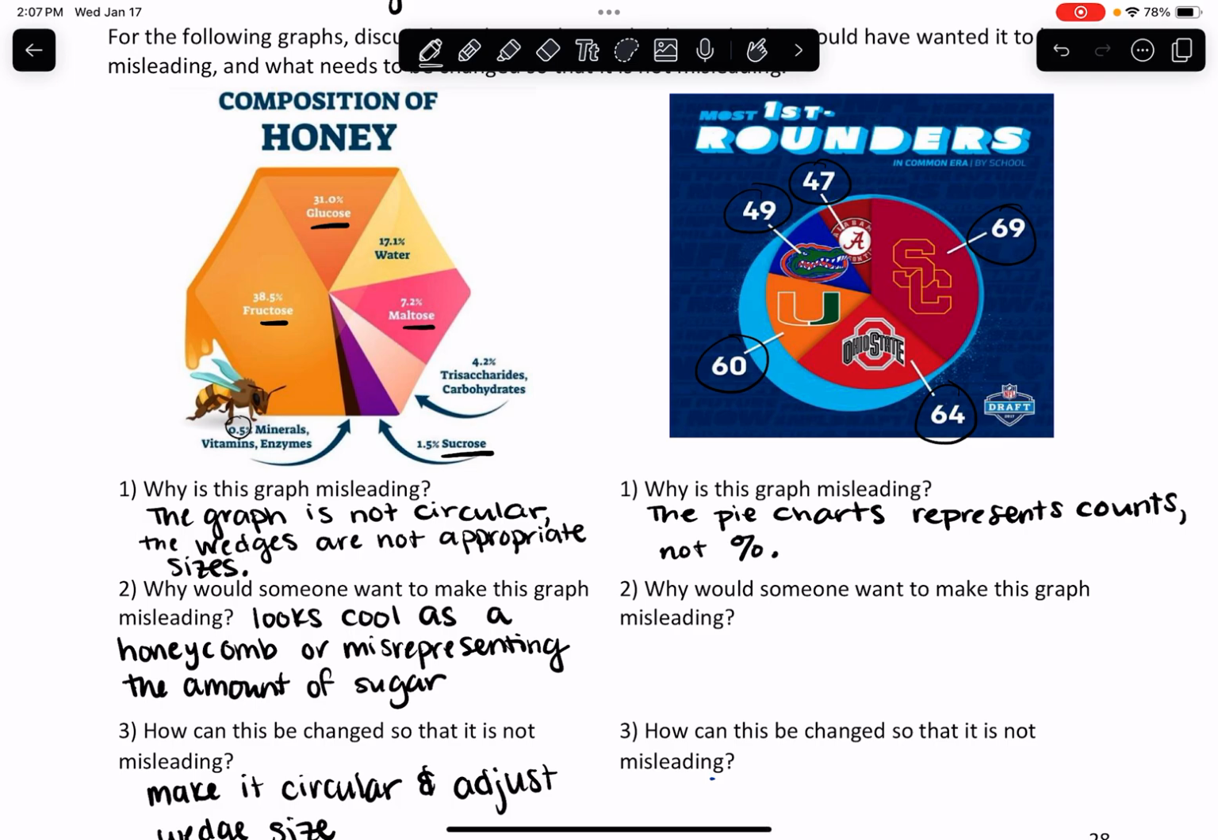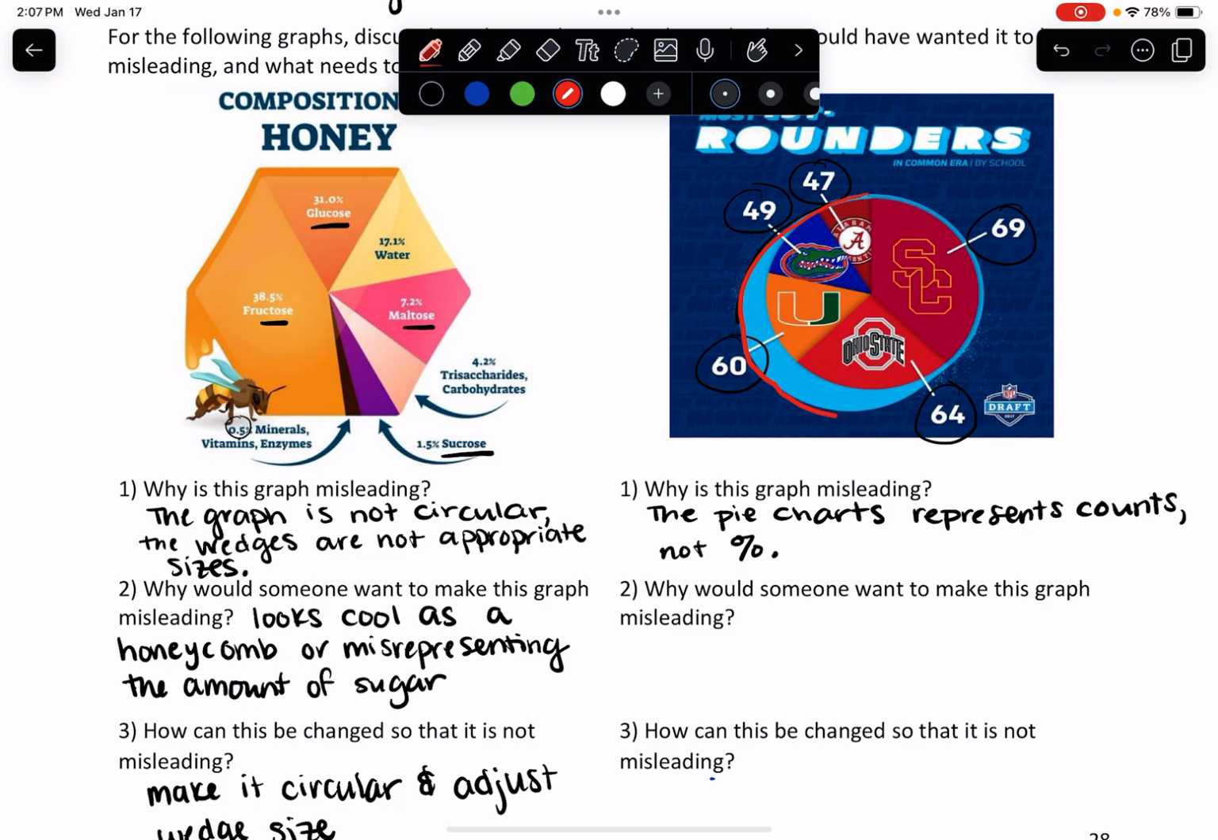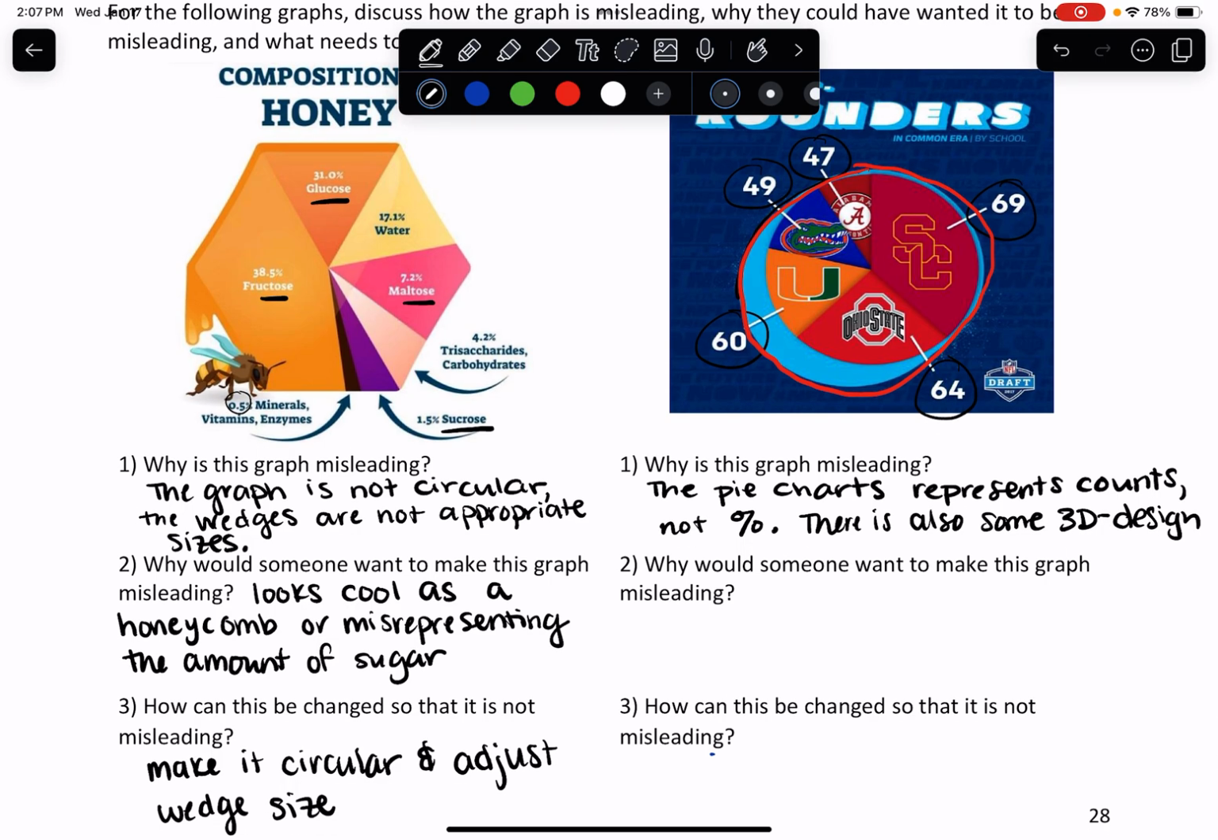If we also look here, we've got a little bit of a 3D design going on with this blue circle. It's not a very distinct 3D design, but we do have significantly more blue on one side of the graph than we do on the other. So why would someone want to make this graph misleading? Maybe they just want to make it seem like one team has significantly more first-round picks.